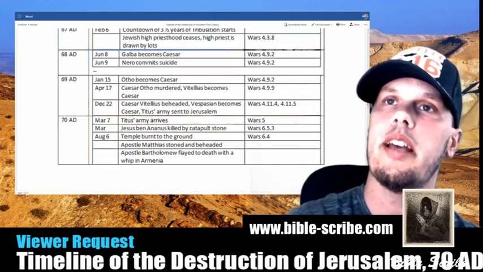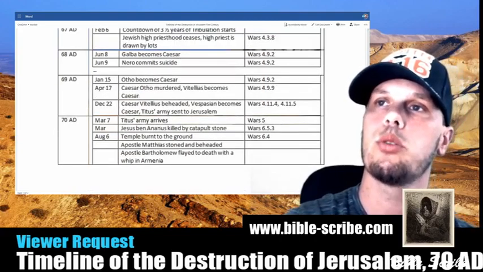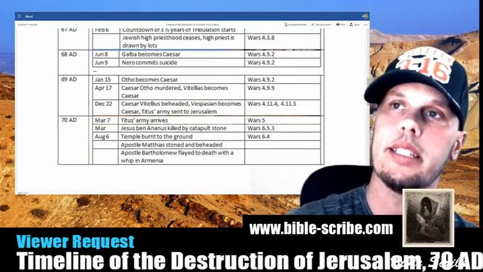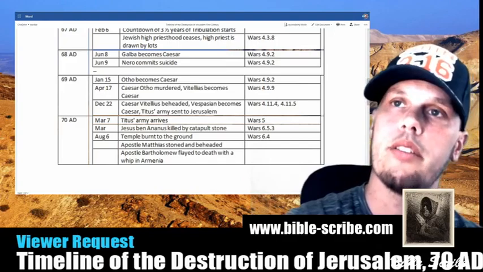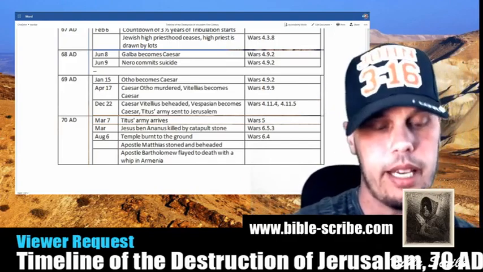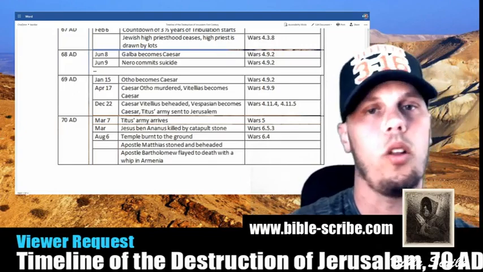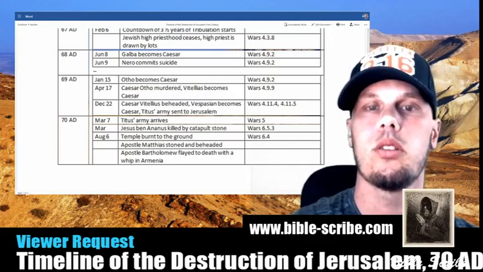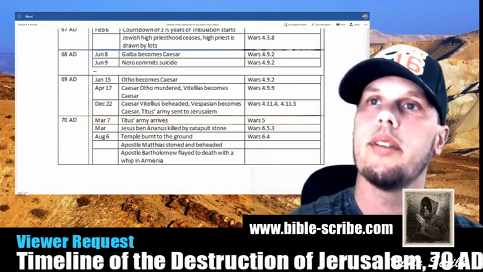So on to 70 AD. Now on March 7th, Titus's army, which was sent by Vitellius in 69, they don't arrive until March 7th of 70 AD. So that's when they arrive with their catapults, their siege tanks, their weapons of war, everything they were going to use as part of the siege of Jerusalem arrives in March.